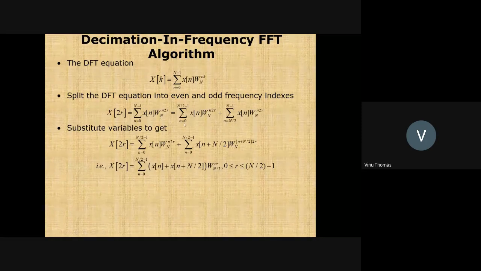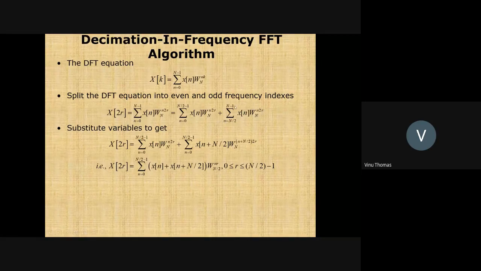This we can write as sigma n equal to 0 to N by 2 minus 1 x of n W_N raised to n into 2r, which is the first half of the summation. The summation from 0 to N minus 1 we split into two halves as shown here. The first half is from 0 to N by 2 minus 1 and the second half is from N by 2 to N minus 1. So sigma n equal to 0 to N by 2 minus 1 x of n W_N raised to n into 2r plus sigma n equal to N by 2 to N minus 1 x of n W_N raised to n into 2r.